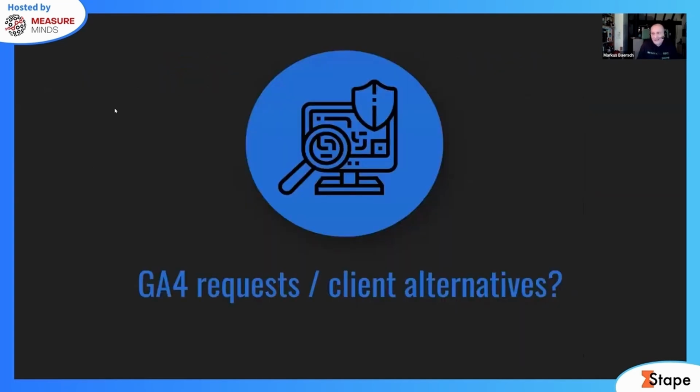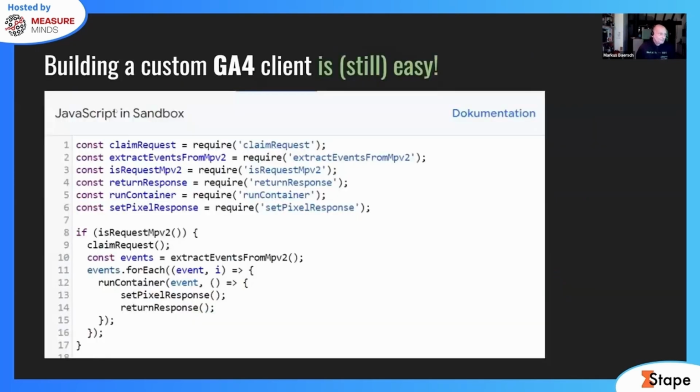And if it's not that hard, why are there so many problems when you try to get rid of Google Analytics as an incoming or feeding request format for your server-side Google Tag Manager? Well, first of all, building a custom GA4 client is still easy, because there are APIs for everything. So if you compare this example to the last example, you don't even have to specify the endpoint path or something like that. We just look if the incoming request includes MPv2 data, which is GA4.